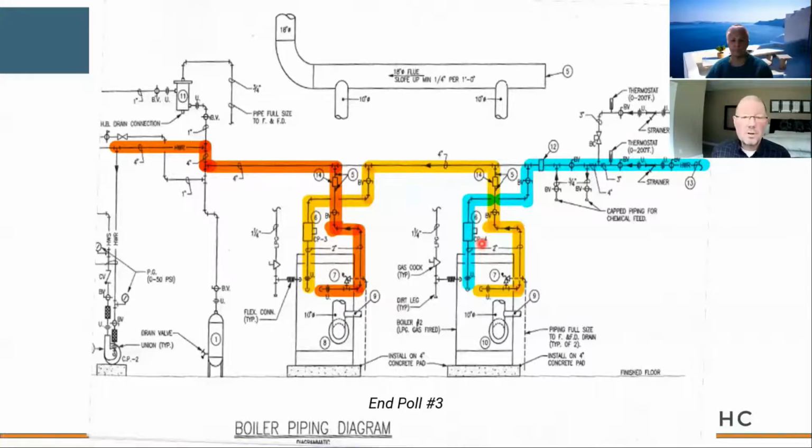Now let me end my poll here real quick. Everybody's pretty strong on this one. Let me share results and drag them over. So the question is, are these boilers piped in parallel or series? Unfortunately, these boilers are piped in series, and this isn't something you want to do, simply because the output of boiler number 4 has an influence on the input of boiler number 3.